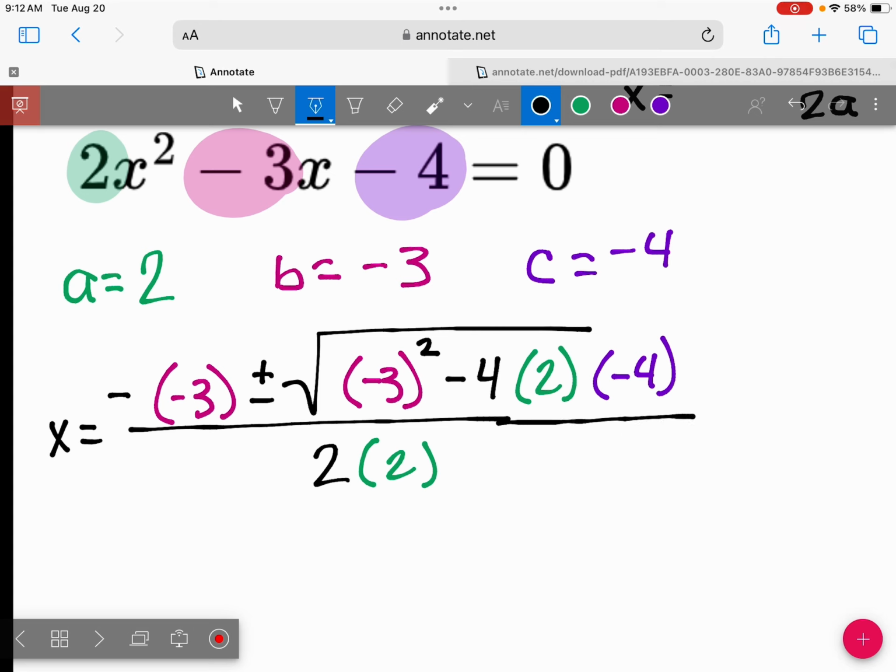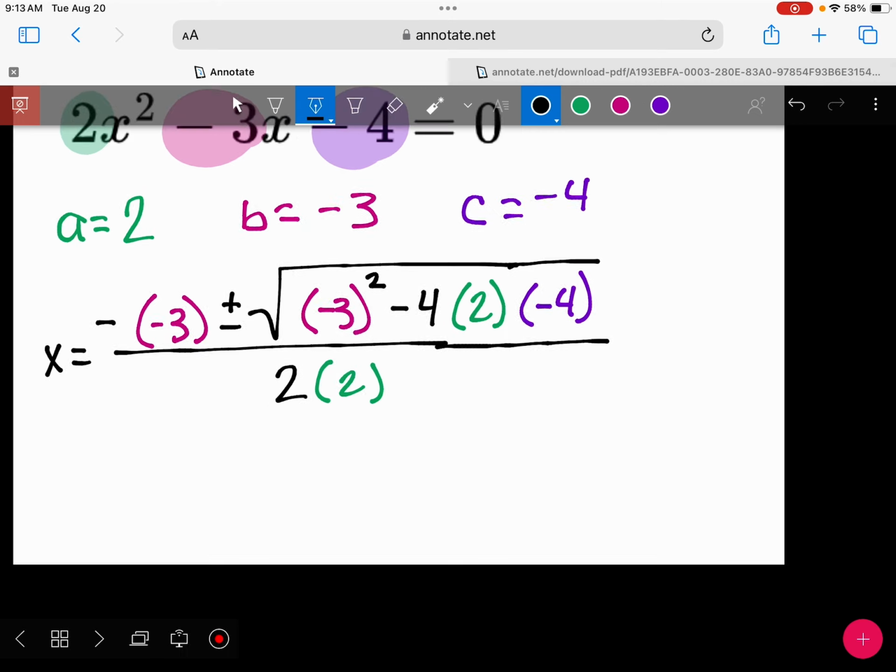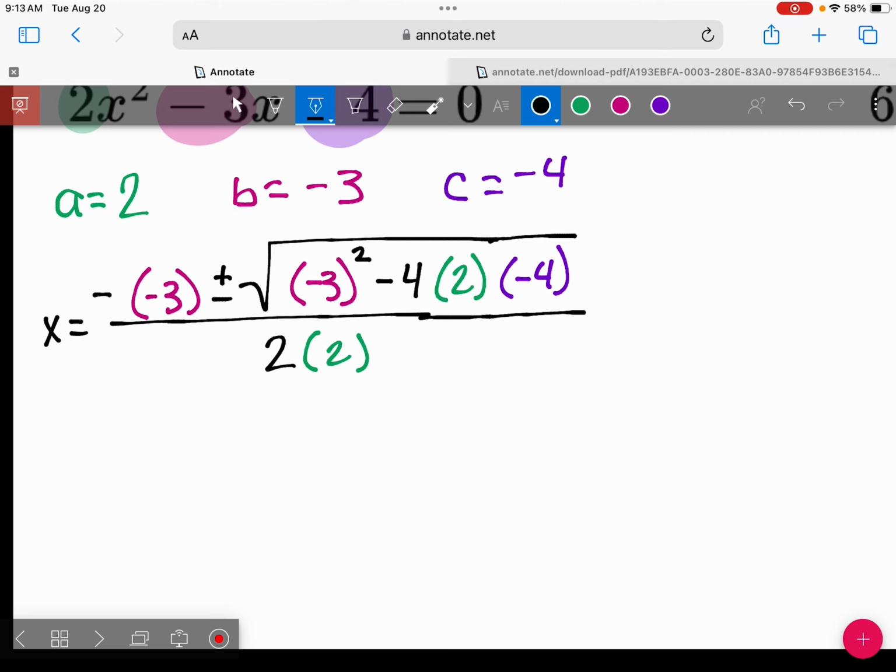And I like to do this color coding style. It makes it very easy to spot check that I have 2 A's, 2 B's, and a C. So for this one, I have 2 greens, 2 pinks, and a purple. Make sure you substitute the pieces in first before you start going full tilt boogie with your simplification. Because if they're not substituted in the right spots, there's no chance of it being right. So then we're going to simplify this as much as we can, ideally down to simplified radical form.